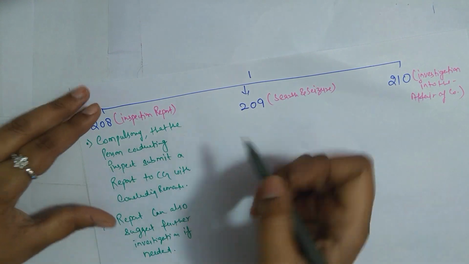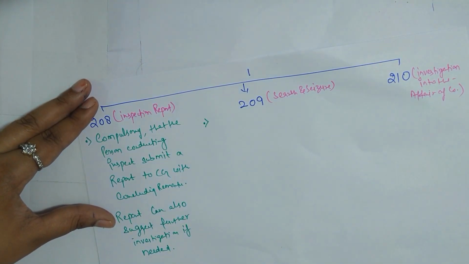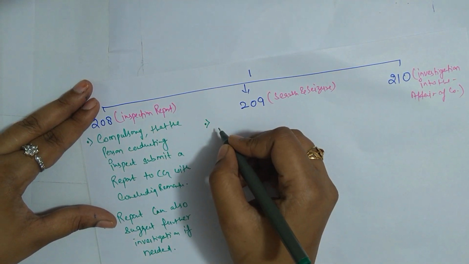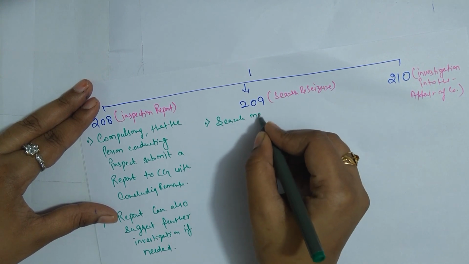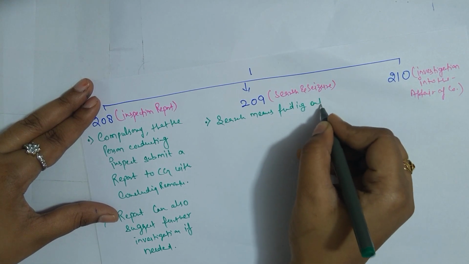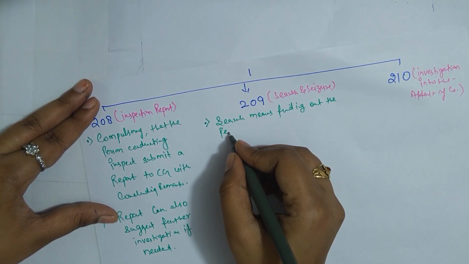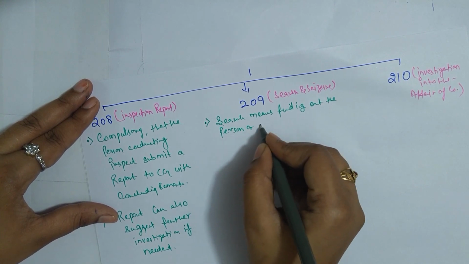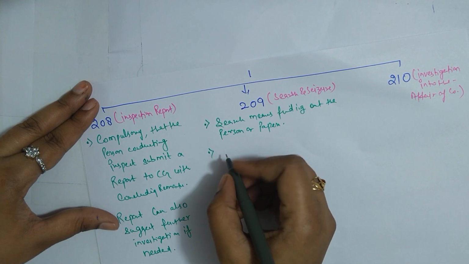Fine. Moving forward to section 209. First of all, you know the meaning of search and seizure. So first of all, search means searching the paper or person. Search means finding out the person or paper through which you are going to conduct your inspection.